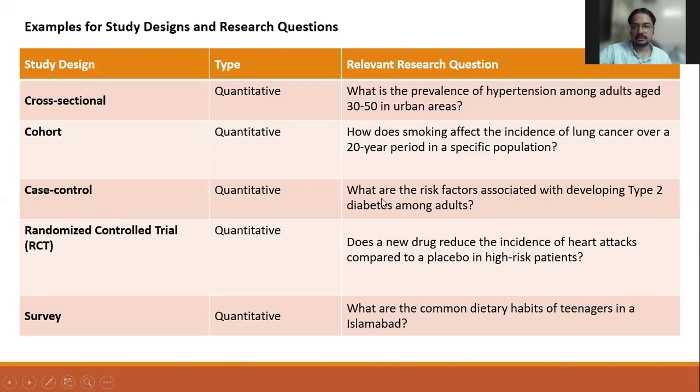For the case control studies, the research question can be: what are the risk factors associated with developing type 2 diabetes among adults? For a randomized control trial, the relevant research question can be: how does a new drug reduce the incidence of heart attacks compared to placebo in high-risk patients? For the survey design, the research question can be: what are the common dietary habits of teenagers in Islamabad?